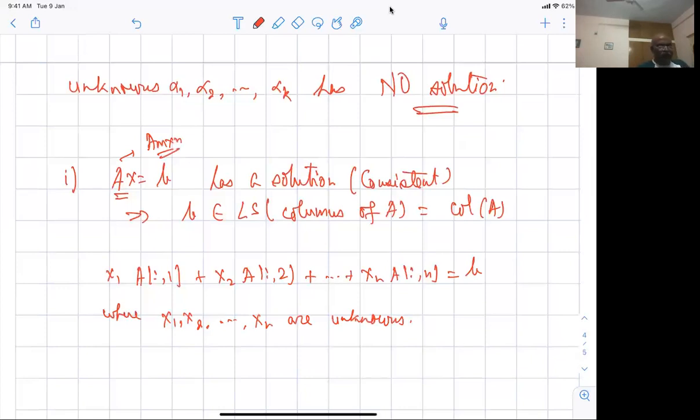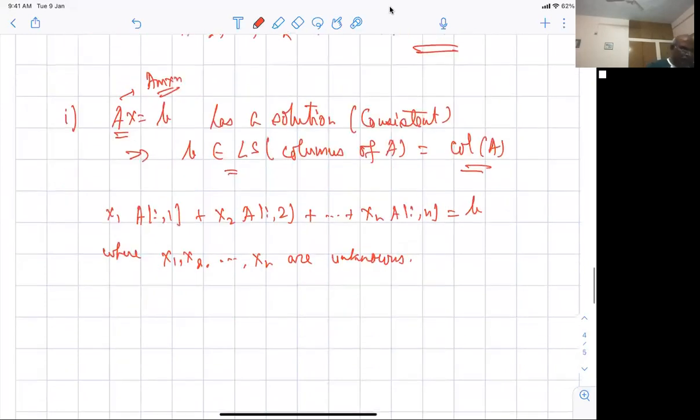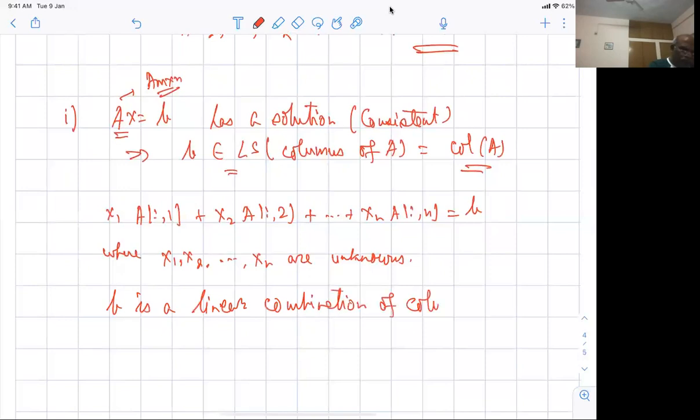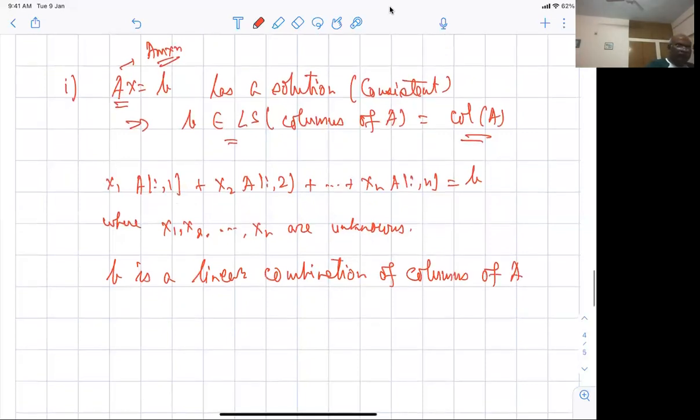B belongs to the linear span of columns of A means that B should belong to the column space of A. And then I'm saying that this should have a solution because I'm saying it belongs. It is consistent, so it belongs, and therefore we say that B is a linear combination, or the same thing is that B is a linear combination of columns of A.